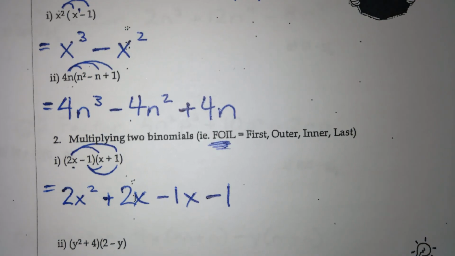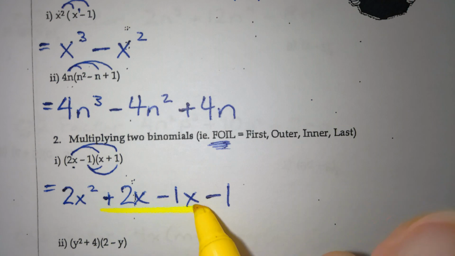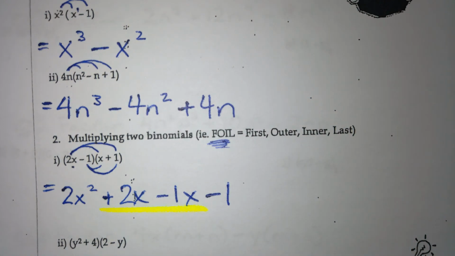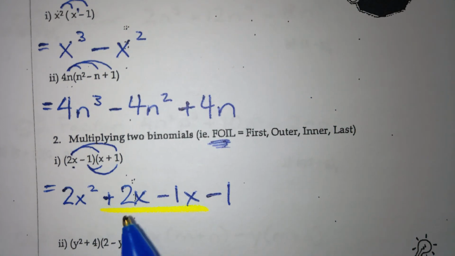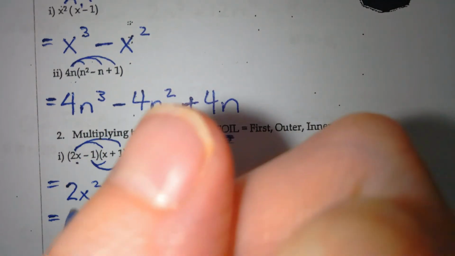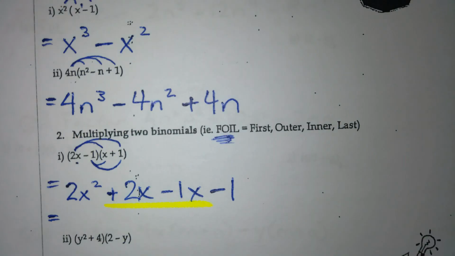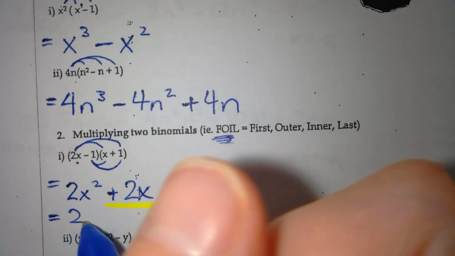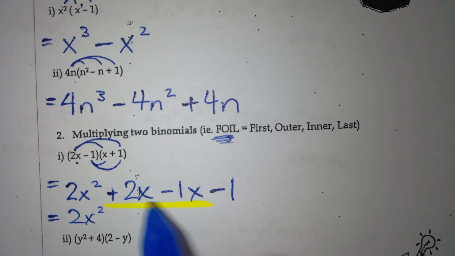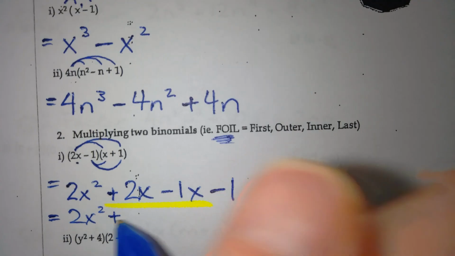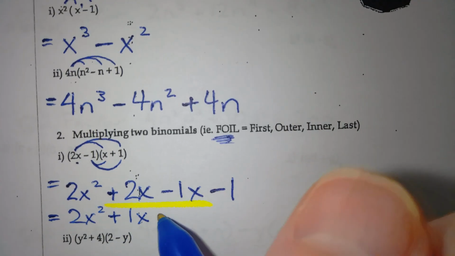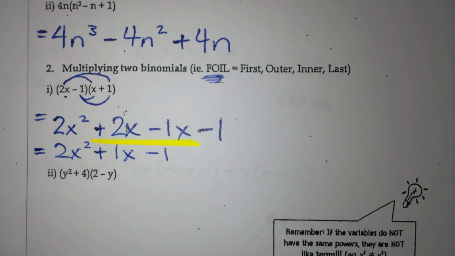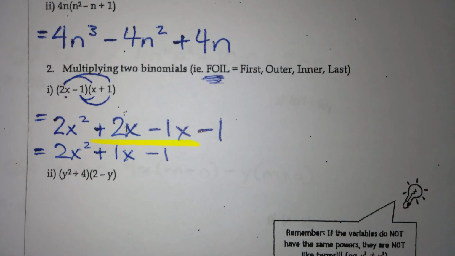Where's my highlighter? Collect like terms. Excellent. These two are like terms because it's apples and apples. I have 2 apples. I ate 1 apple. Did I do anything with the 2x squared? No. So I copy it straight down. It didn't disappear. 2 apples, I ate 1 apple, I have 1 apple left, and then minus 1. There we go. Can I simplify this any further? No, I leave them like this.